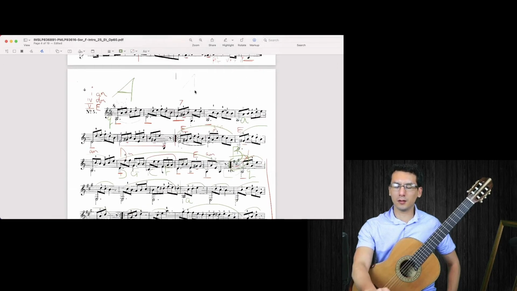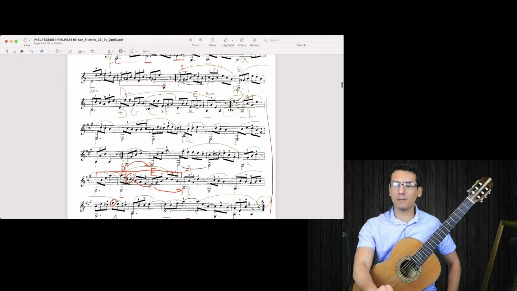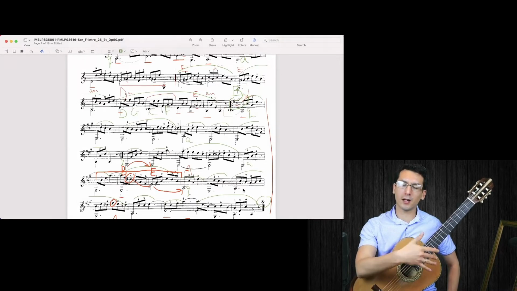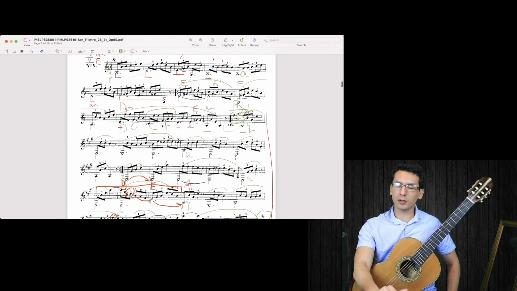So if you know your form terminology, ABA is ternary form, where we have 3 parts, an A section, a B section, and we return to the A section. It's very, very common when we return to the A section that rather than it being written out again, you'll see a sign or a da capo, DC, or something like that, which saves paper. So saves some space on the page.